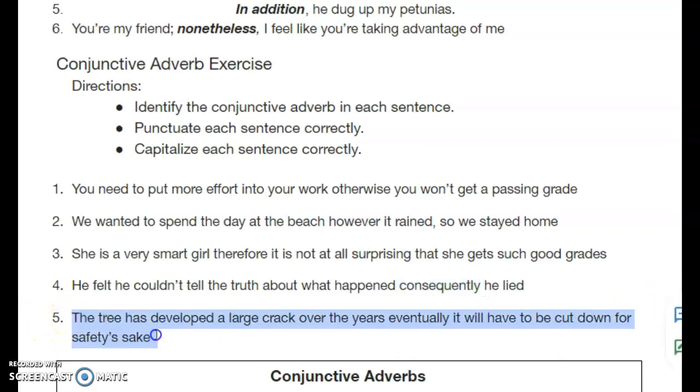Okay, last one. The tree has developed a large crack over the years. Eventually, it will have to be cut down for safety's sake. What is the conjunctive adverb in this sentence? All right. In this sentence, eventually is the conjunctive adverb. Now, rewrite this sentence using correct capitalization and punctuation.